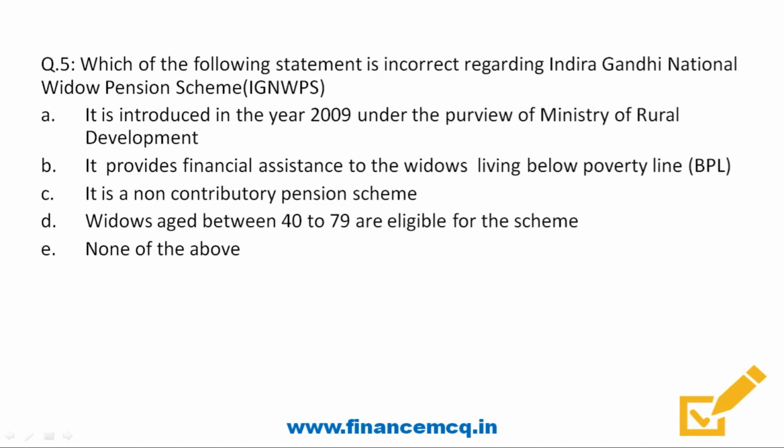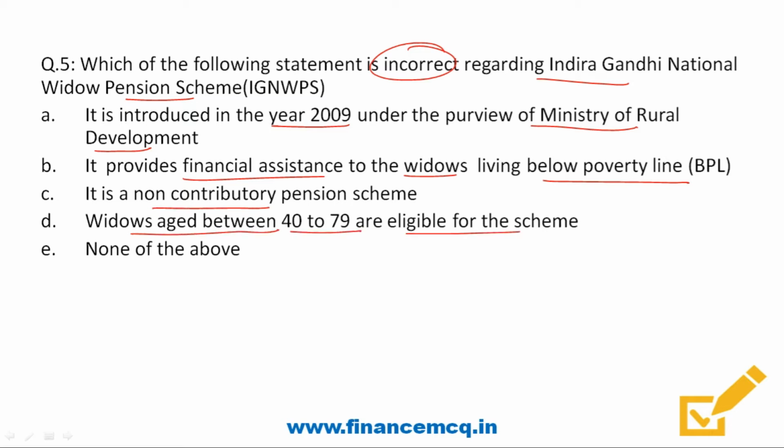Moving on. Next question, which of the following statement is incorrect regarding Indira Gandhi National Widow Pension Scheme? Well, the options are, it is introduced in the year 2009 under the purview of Ministry of Rural Development. Option B, it provides financial assistance to widows living below poverty line. And option C, it is a non-contributory pension scheme. Option D, widows aged between 40 to 79 are eligible for the scheme. And last option, none of the above. So friends, here remember that all of these statements are correct regarding Indira Gandhi National Widow Pension Scheme.